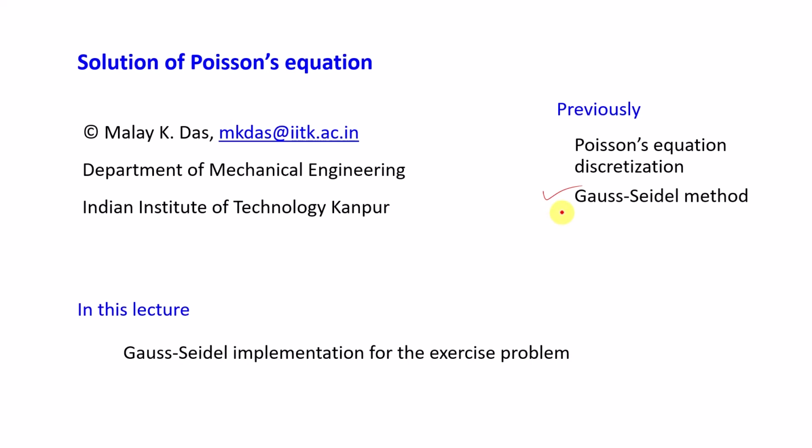Now, before we actually implement it in the code, we have to decide a few things. First, the boundary conditions, and second, the stopping criteria. So let us see how we are going to implement all these nitty-gritties in the code, and then in a subsequent lecture we'll go to the code itself.